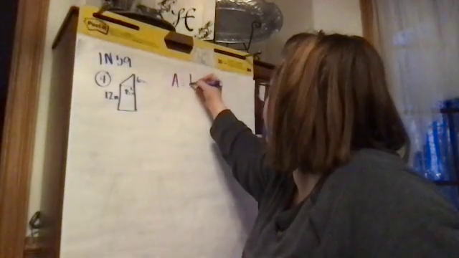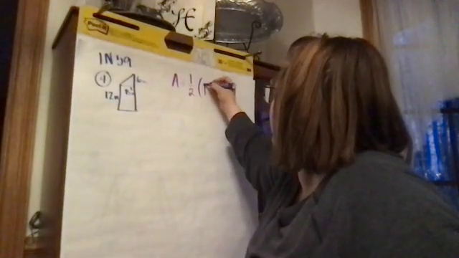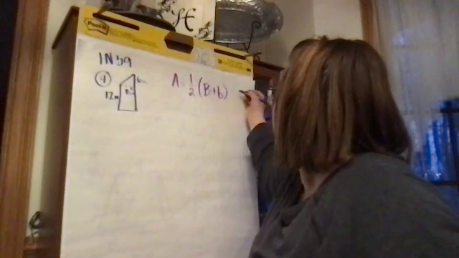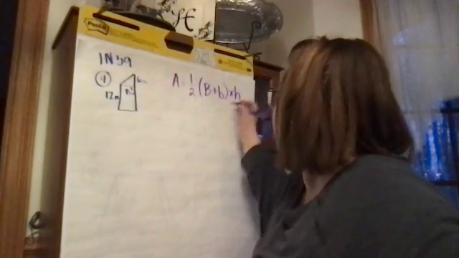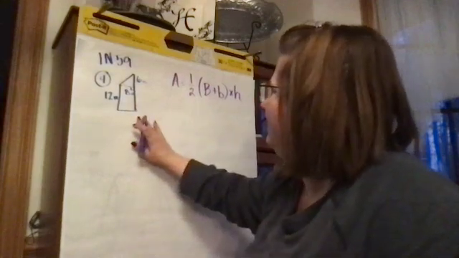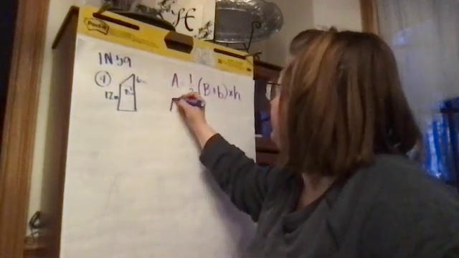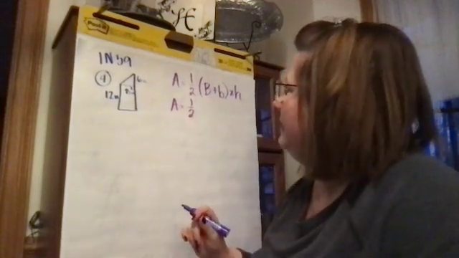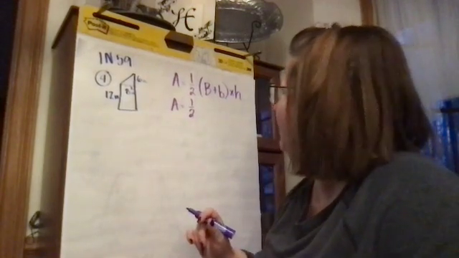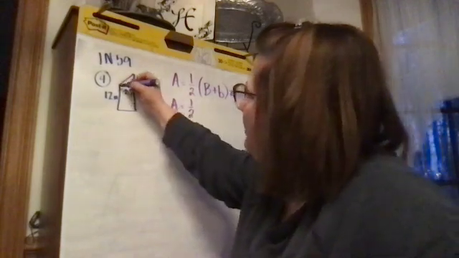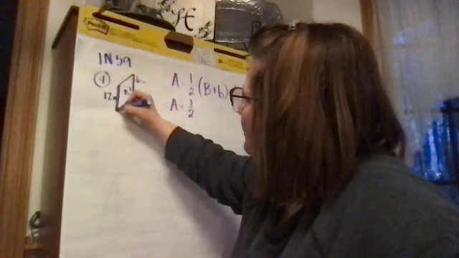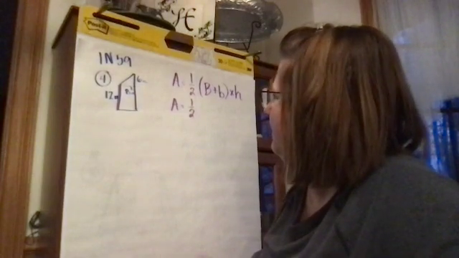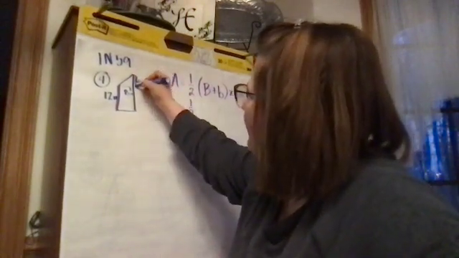A is equal to 1/2 the big base plus the little base times the height. All right, looking at this one, let's substitute our numbers. I'm going to keep 1/2. The big base, I'm looking for those parallel lines. So I know that it's going to be this side, and that one says 12. I'm good with that. This one is 6.